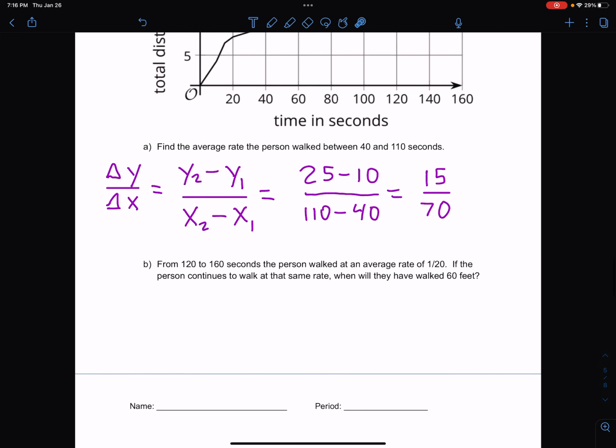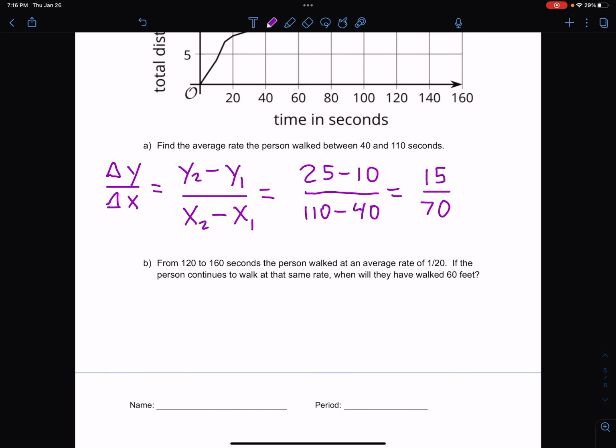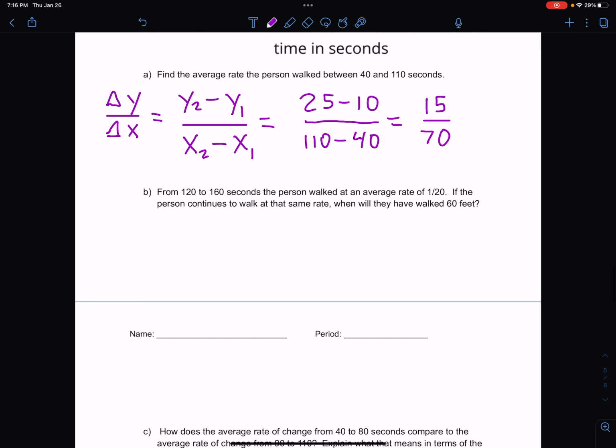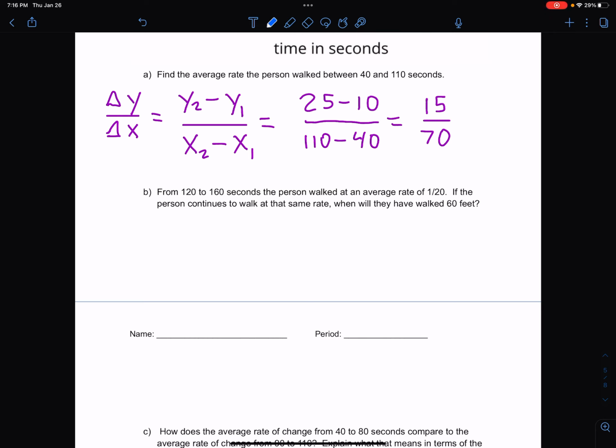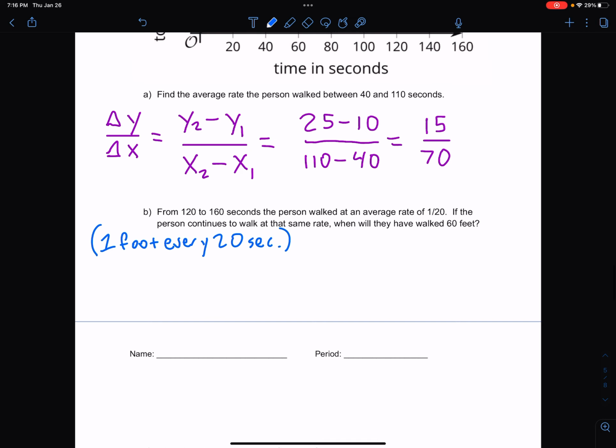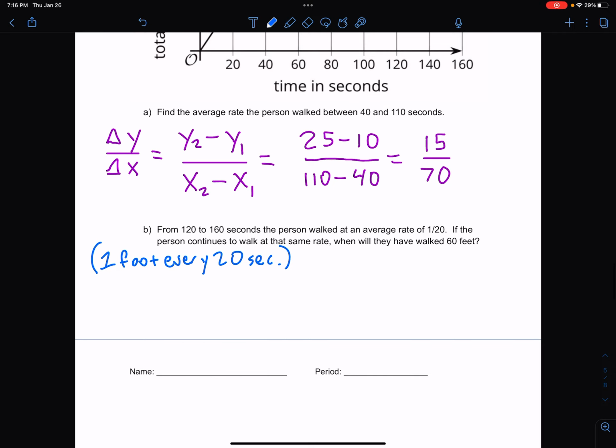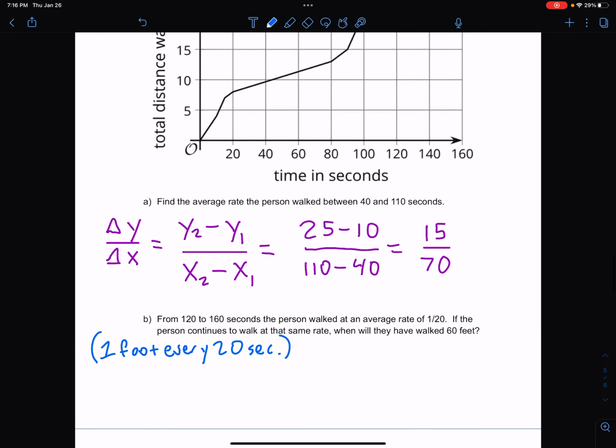We're going to remember that. Maybe I can make a little note over here, and maybe we change our color here: 1 foot every 20 seconds. This is just a little note to help me remember what's going on. If the person continues to walk at that same rate, when will they have walked 60 feet?